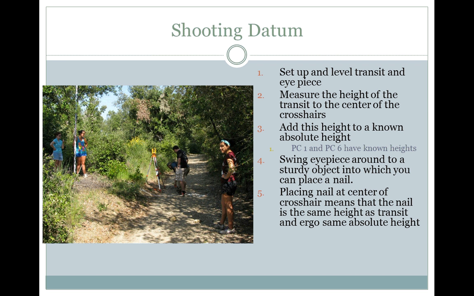The other metal points around the hill have known heights as well, but you have to dig through some numbers. Then after you know this absolute height, you swing the eyepiece around to a sturdy object, typically a tree, into which you can place a nail, and you place that nail at the center of the crosshairs. This means that the nail is the same height as the transit, and ergo they're the same absolute height.